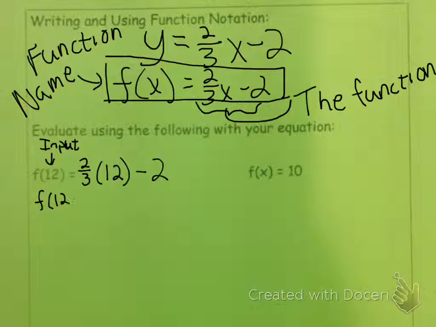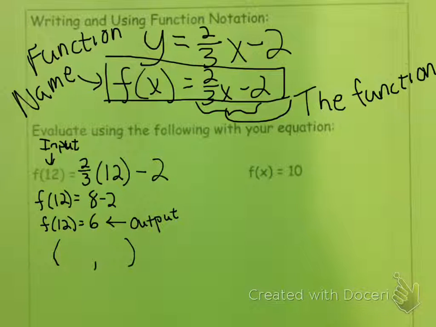All right, let's evaluate our function. I've got 2/3 times 12. Remember, we're dividing by 3 when it's on the bottom. So 12 divided by 3 is 4. 2 times 4 is 8, minus 2. And f of 12 equals 6. 6 is our output. So if I wanted to write this as an ordered pair, I would have my input is 12 and my output is 6. Okay, let's go ahead and do the next one.